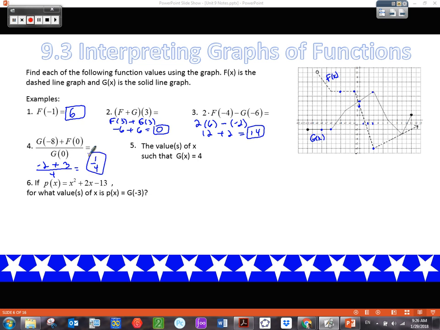Okay, so hopefully that's fairly comfortable. You'll have all kinds of problems like that where you're asked to do different operations with numbers that you're taking off of the graph. Okay, so let's look at number 5.